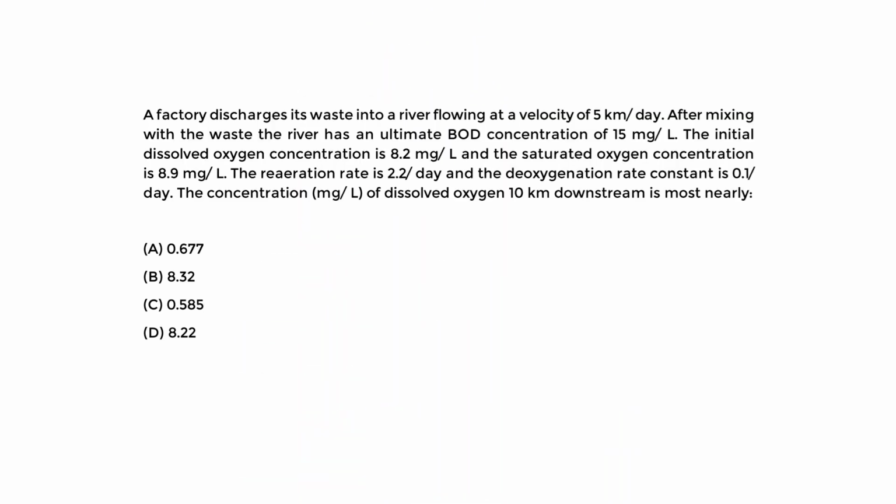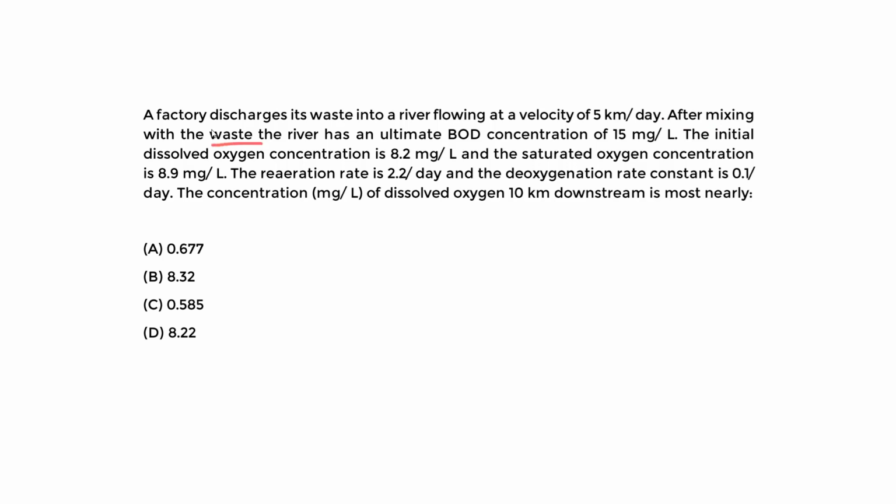So today we have an FE environmental example that makes use of the Phelps formula in the new FE handbook. For this question, if we read it slowly, we're told we have a factory that discharges its waste into a river flowing at a velocity of 5 km per day.